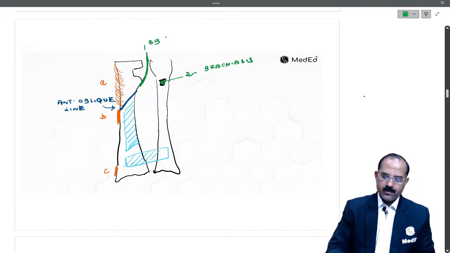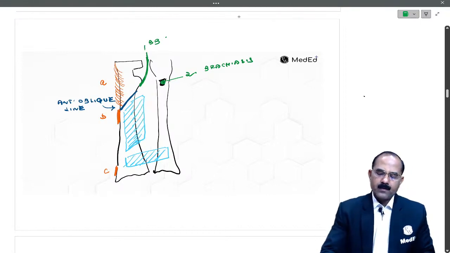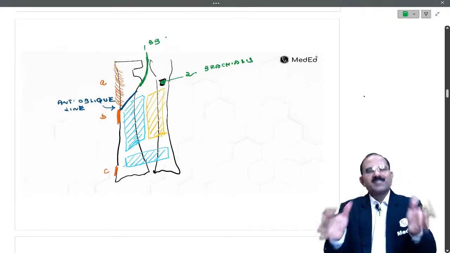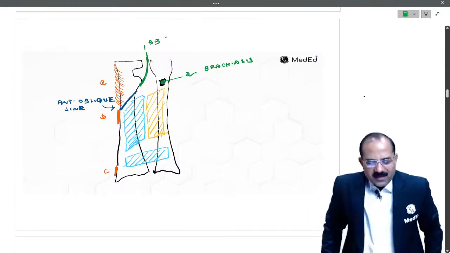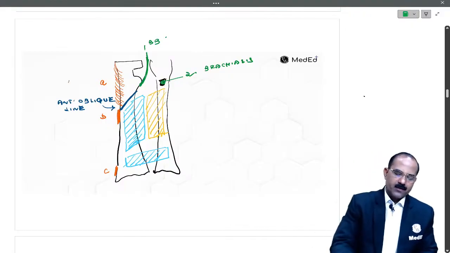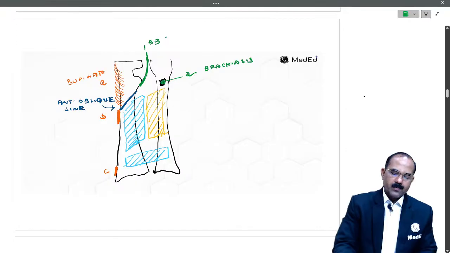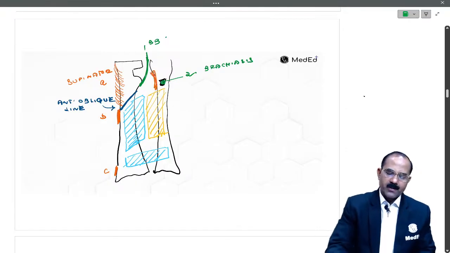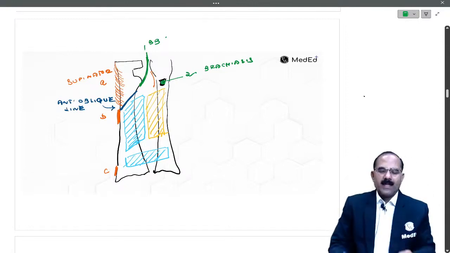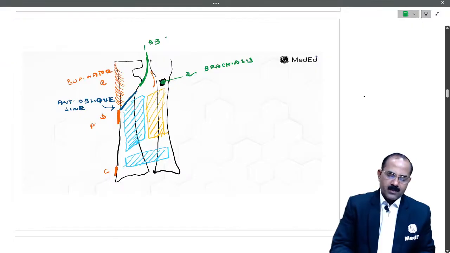Okay, I'll just make this for you. Remember it like this. I'm telling you a very easy way to remember this. A is supinator. Supinator begins from the supinator crest of ulna, goes behind the radius and gets inserted on the lateral aspect of radius. What's B? B is pronator teres.